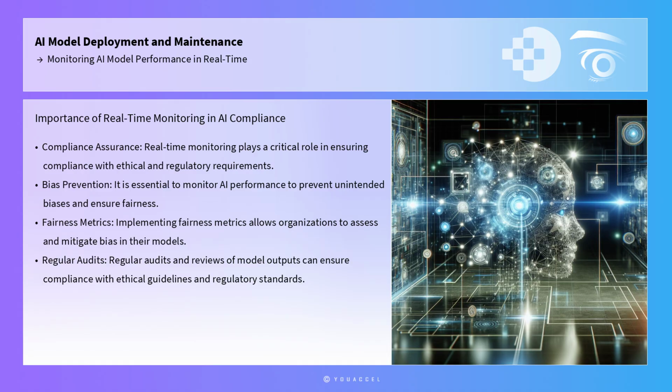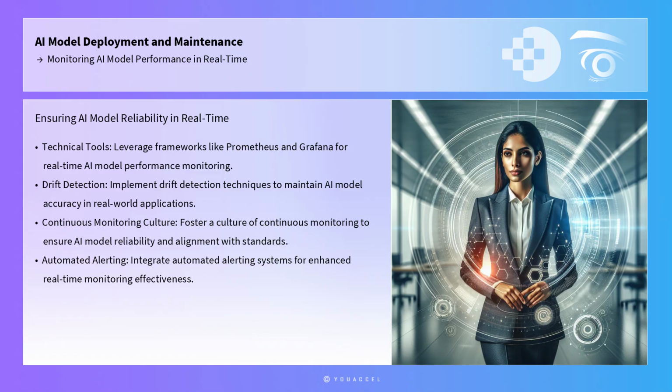In conclusion, monitoring AI model performance in real time is a multifaceted process that requires a combination of technical tools, methodologies, and organizational practices. By leveraging frameworks such as Prometheus and Grafana, implementing drift detection techniques, and fostering a culture of continuous monitoring, professionals can ensure the reliability and accuracy of AI models in real-world applications.